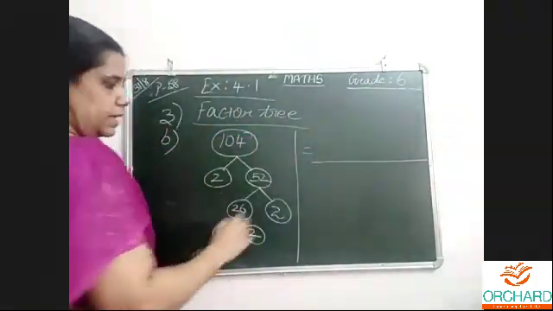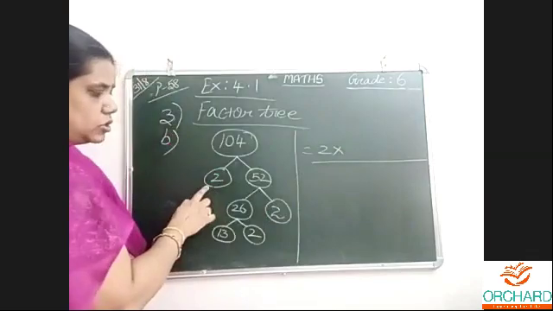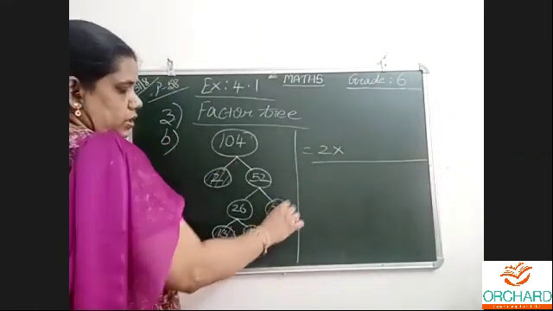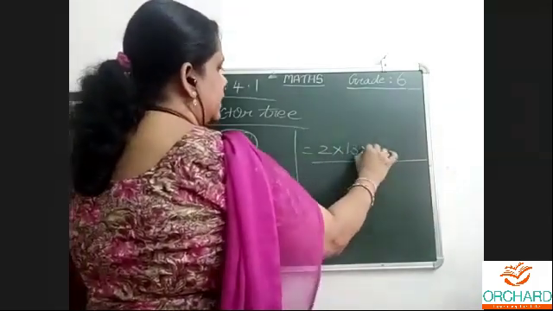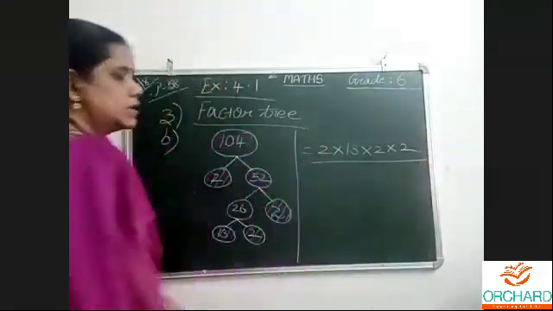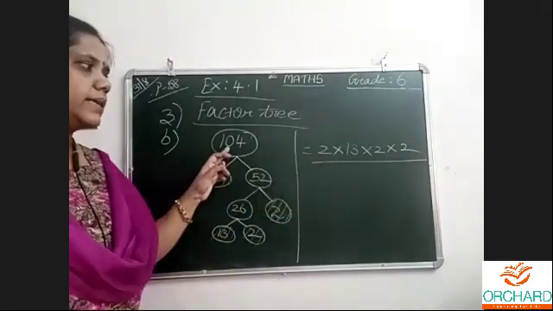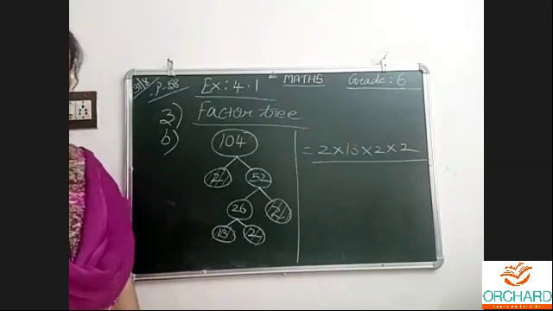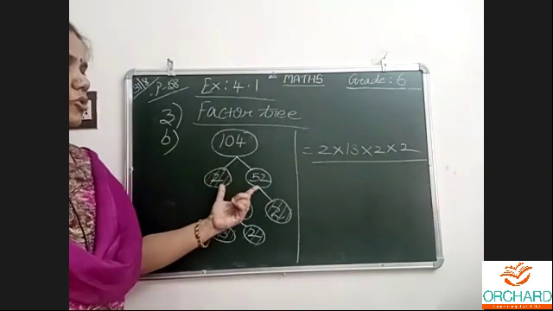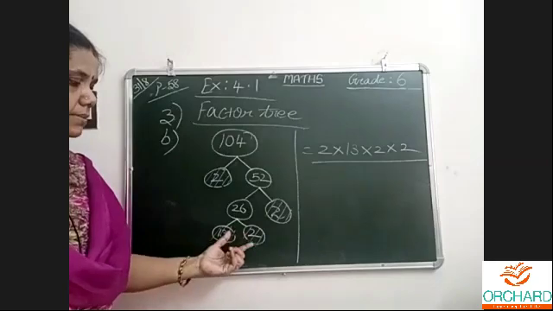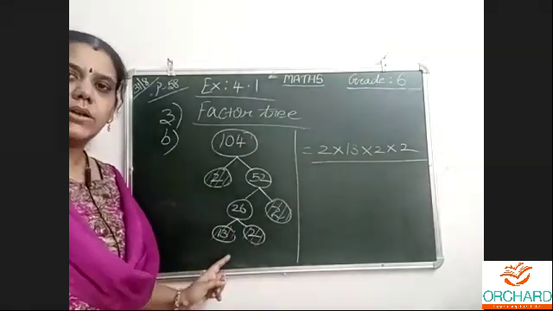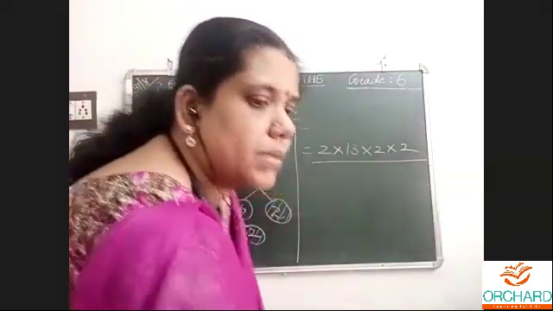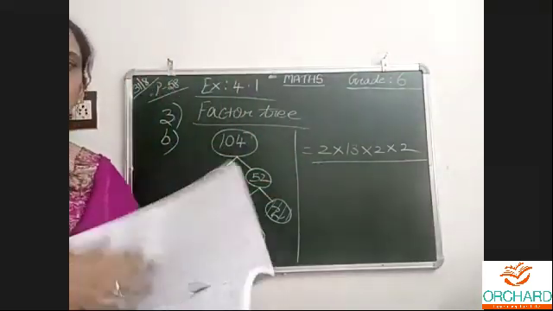Write: this is the product of prime factors. This 2 I should write, I shaded. 13 shaded, 2 shaded, 2 shaded. 13 into 2 into 2. 13 twos are 26, 26 fours are 104. This is the product of prime factors. Understood? Factor 3: 2 numbers, again splitting this number, again splitting this number. Here I cannot do so, stop. 13 is a prime number, 2 is a prime number. So stop. Any doubts?